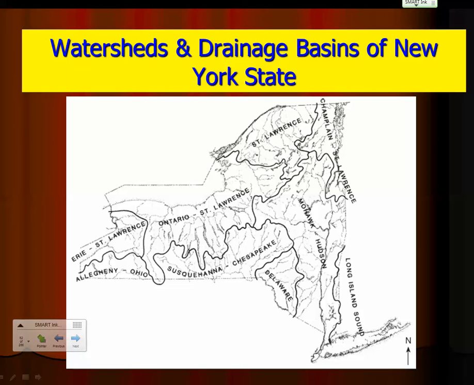New York State has a number of different watersheds and drainage basins. The St. Lawrence, the Champlain St. Lawrence, the Mohawk Hudson, which is what we're in, the Long Island Sound, Susquehanna Chesapeake, the Delaware, the Ontario St. Lawrence system, Erie St. Lawrence system, the Allegheny Ohio system. So we're funneling water all over the place. It just depends on where it falls, and it's all based on elevations. There's mountain ranges involved, there's plateaus, just about everything you could think of that could separate water. New York State has a lot of stuff going on as far as topography.